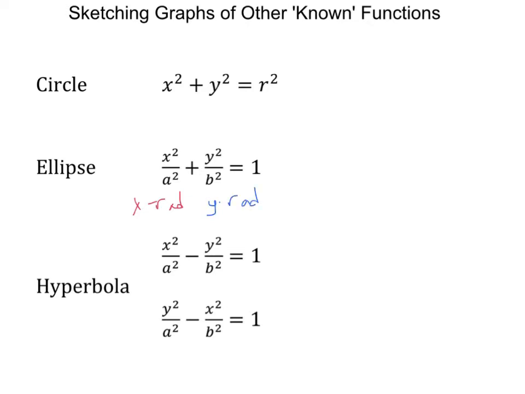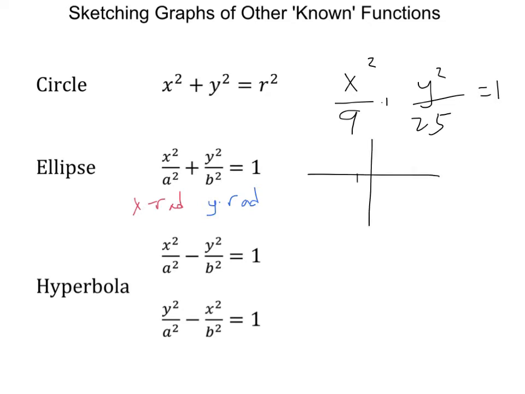Right? So as an example, if you had been asked to graph x squared over 9 plus y squared over 25 equals 1, that meant that you went to your graph, you went 3 in the x direction, in both x directions, and put points there. Right? Then we went 5 in the y direction. So you got a point there and a point there. And you connected all these dots and got this ellipse shape, right?